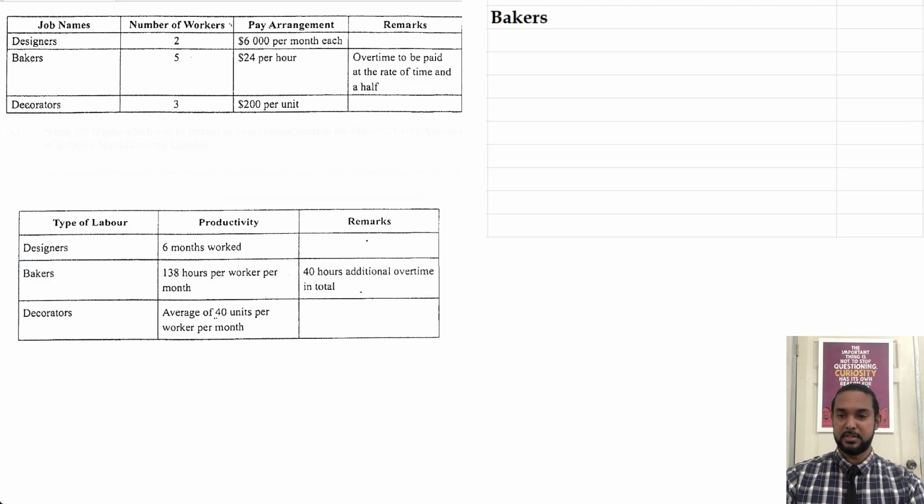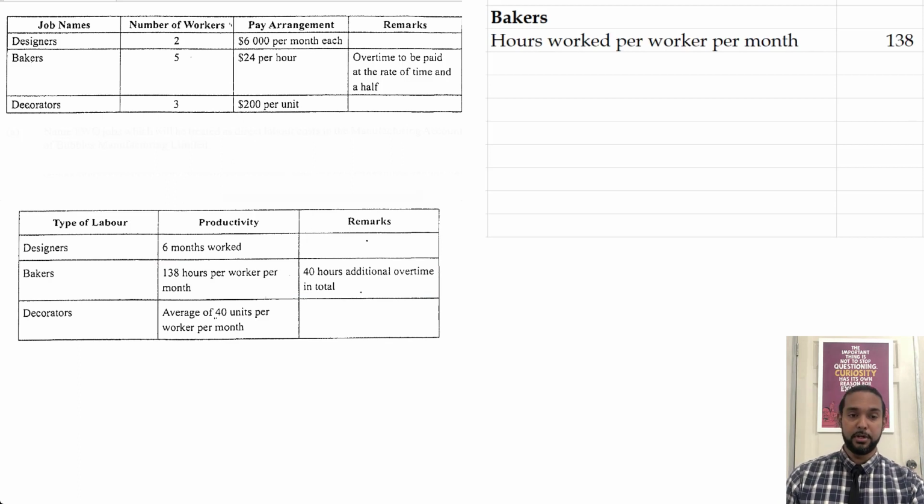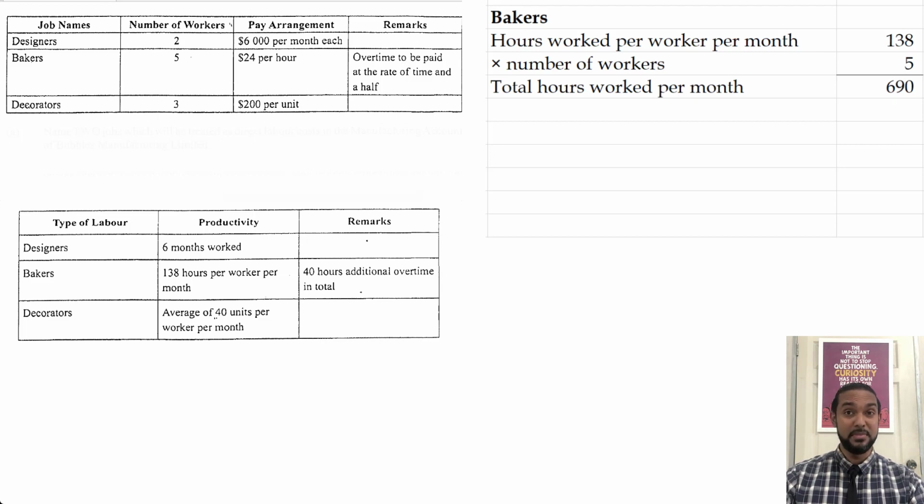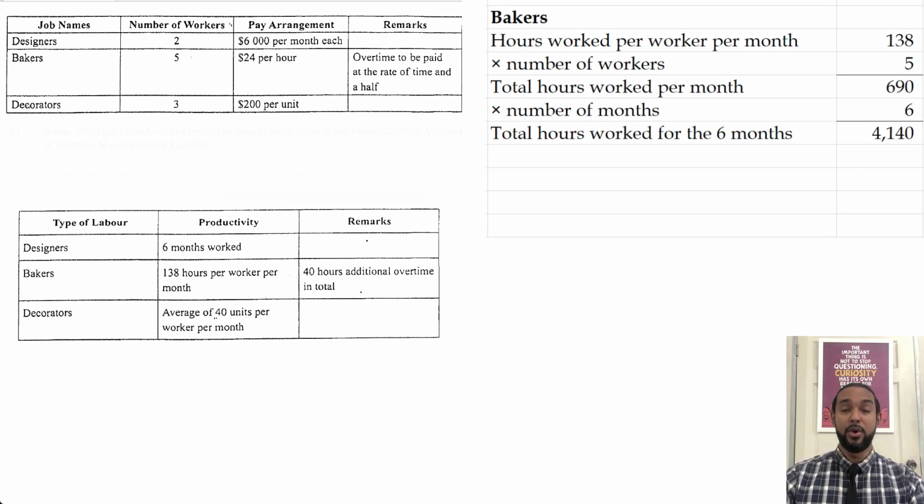So let's start populating across here, starting with the hours worked per worker per month. Each worker worked 138 hours. If we multiply that by the number of workers, we'll get the total hours worked per month. Now we're going to multiply that by the number of months, which is 6, to get the total hours worked for the 6 months, which we then multiply by the rate per hour, which is 24. That will give us the total regular pay for the bakers, to which we have to add the overtime.